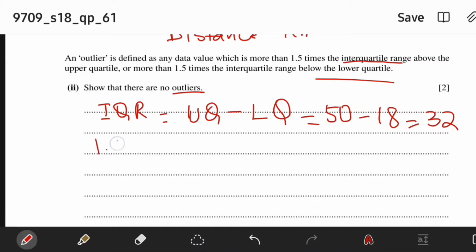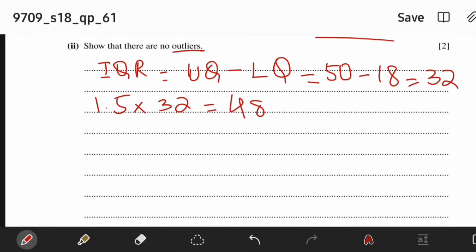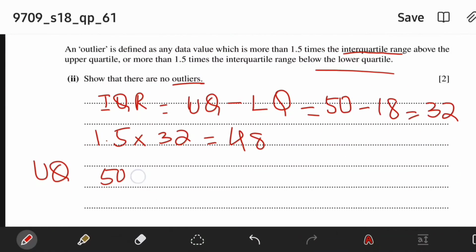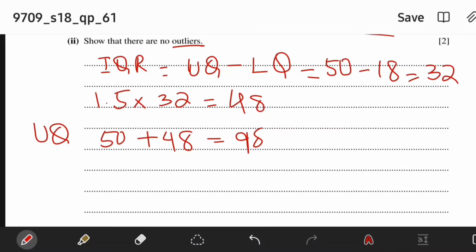Now, with this saying more than 1.5 times the interquartile range above the upper quartile, let's check. 1.5 times the interquartile range is 48. So now we just need to see by subtracting and adding. Let's first do the upper quartile one. Let's add 48 to the upper quartile, which is 50. So 50 plus 48 is 98. For the lower quartile, 18 minus 48 will be negative 30.